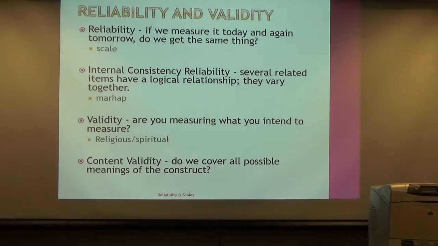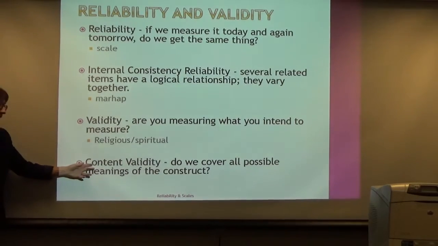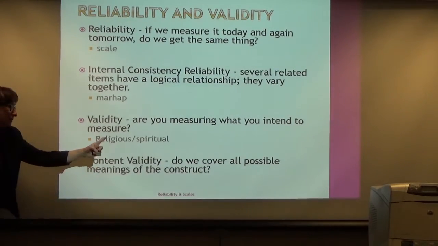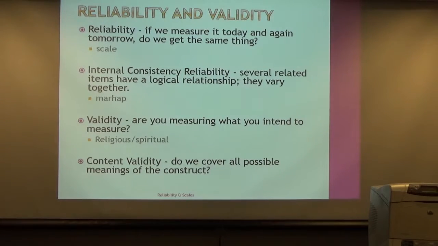So then we have content validity, and we want to make sure we cover all parts of whatever it is we're looking at. So when you use 3 depression items and say it's depression, you do not have content validity. You're not covering all possible meanings of the construct.